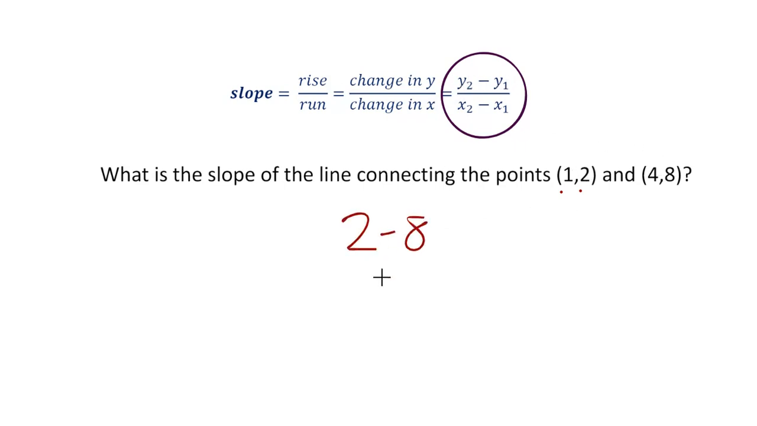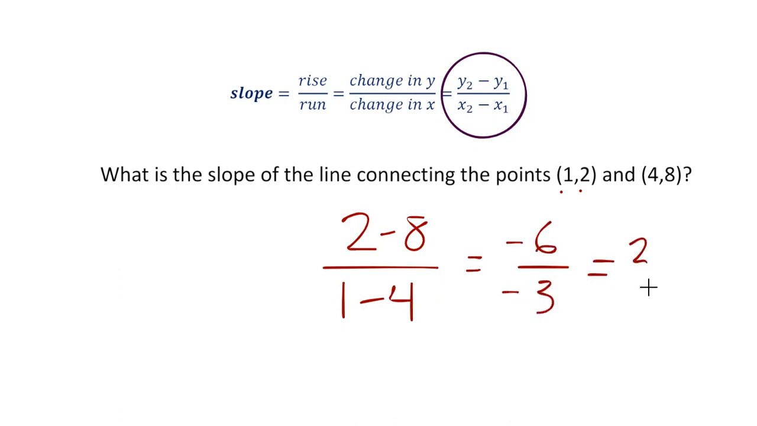That's our two y values. And we have to go in the same order. So I started from here to here. I go from here to here for x. So 2 minus 8 over 1 minus 4. And let's see what we get. Negative 6 over negative 3. We get a positive 2.